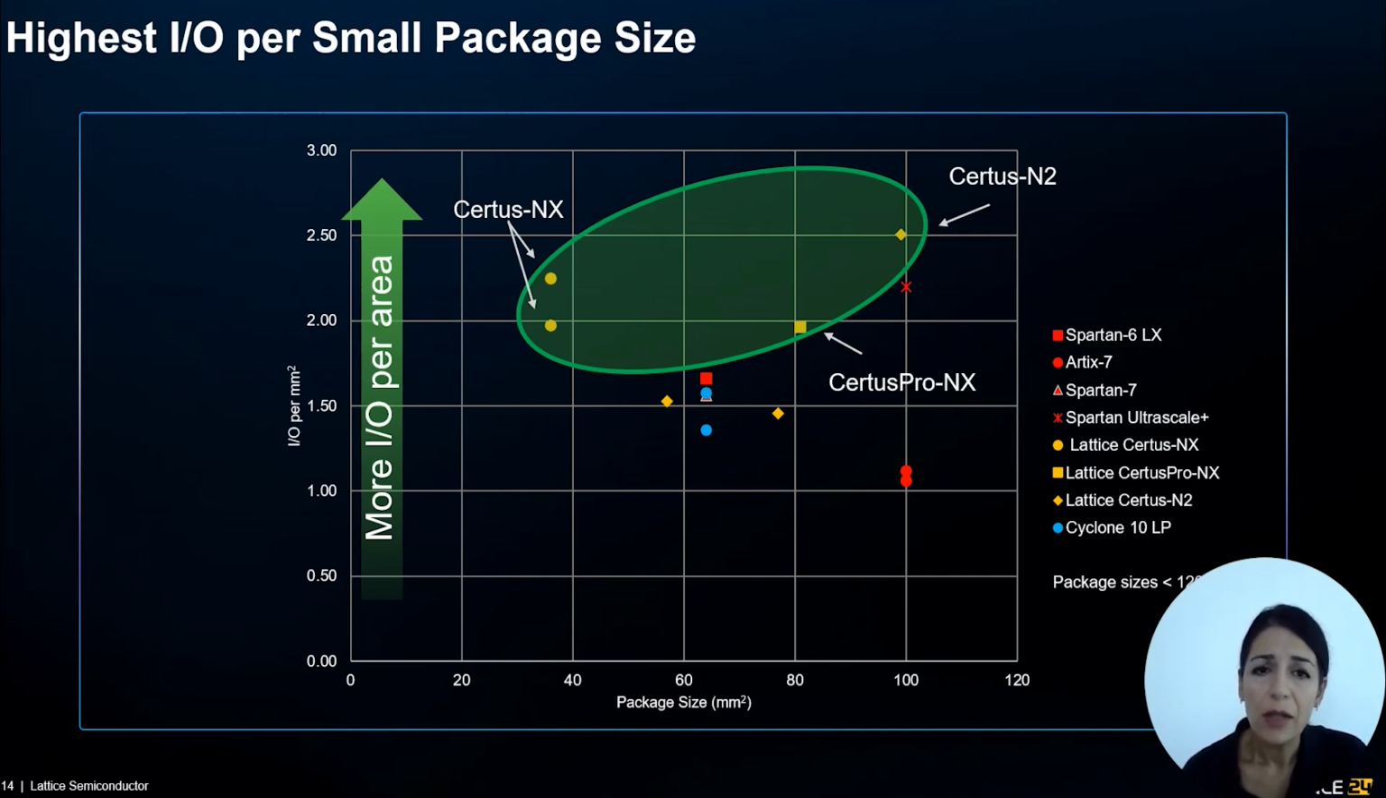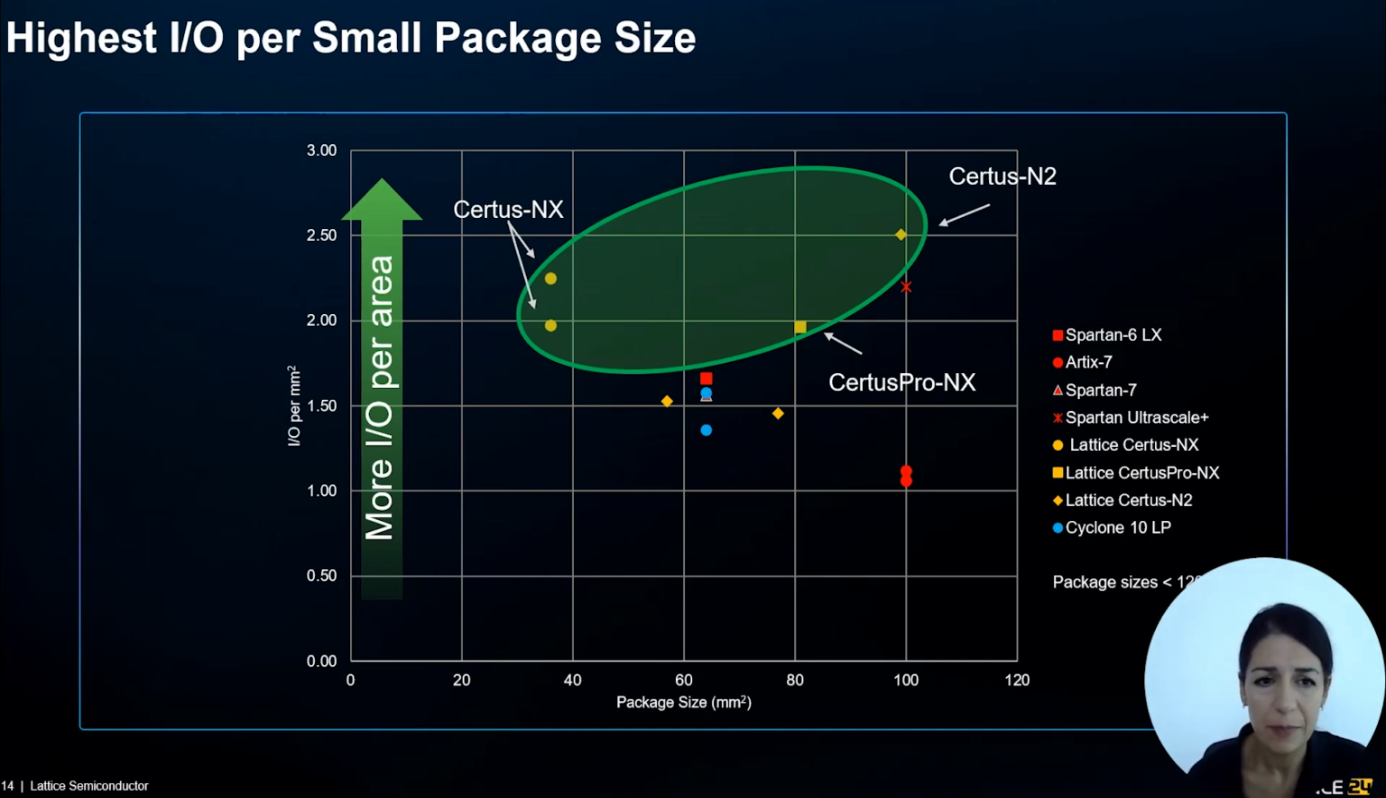We have I/O per square millimeter on the y-axis, so higher is better on the axis, and on the bottom we have package size in square millimeter, and we're looking at the smaller size packages, and you can see that you have choices in the Lattice portfolio with Certus NX, Certus Pro NX, and Certus N2 that offer a high amount of I/O per square millimeter for those space constrained applications that need a lot of that I/O for the expansion and aggregation function.